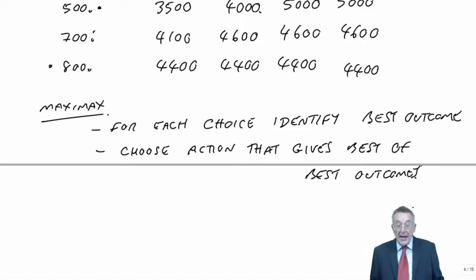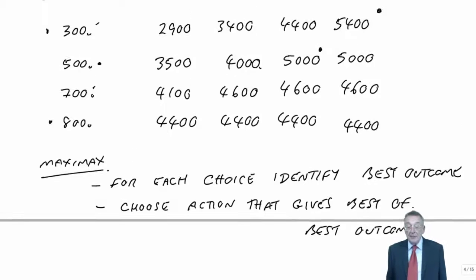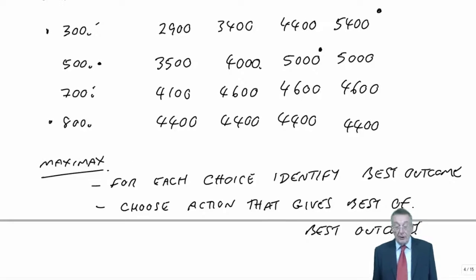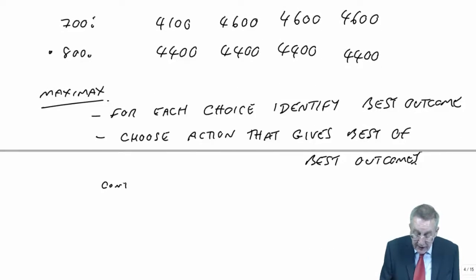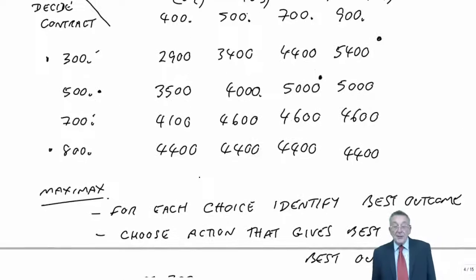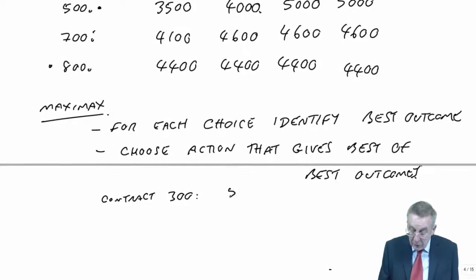So again, let's use our table. With 4 choices, remember, our decision is 3, 5, 7 or 8, the contract size. So if we contract first for 300, what's the best outcome? It's 2,900, 3,400, 4,400, 5,400. Well, the best that we can achieve is 5,400.